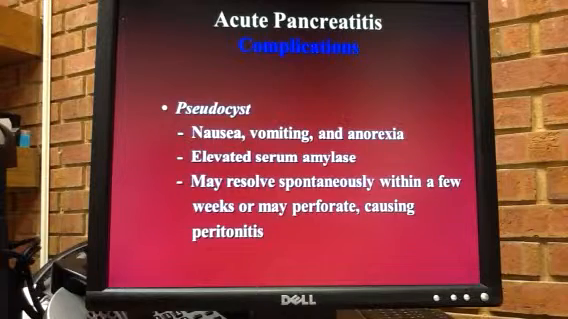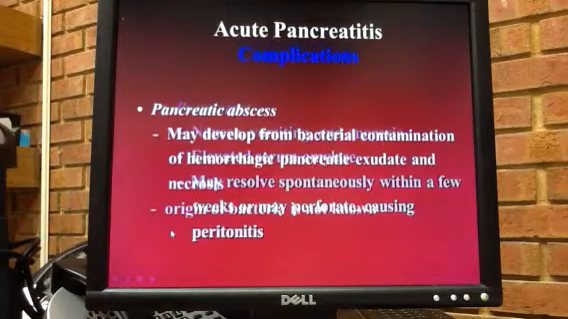Additional symptoms could include nausea, vomiting, and anorexia. Serum amylase levels go up. It usually will resolve within a few weeks, but it can change to an abscess. And if that happens, that's a very, very serious situation. It can also produce peritonitis if it breaks, because all that stuff that's encapsulated in that pseudocyst gets dumped into the peritoneal cavity. So, pseudocysts are nothing to mess around with.